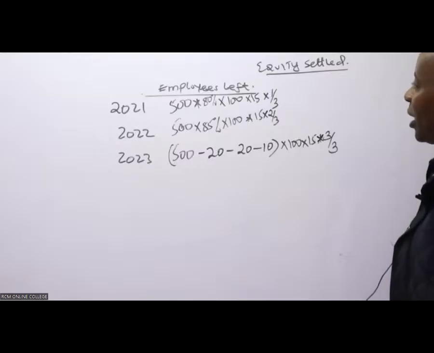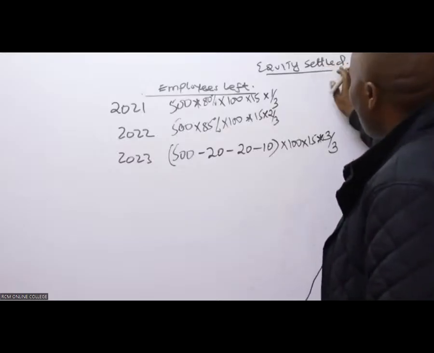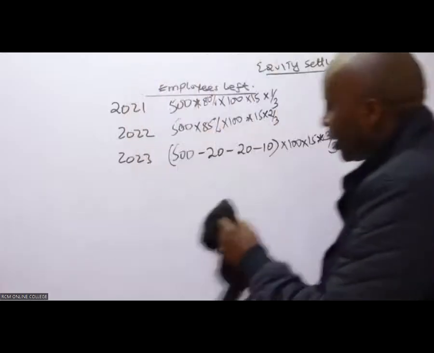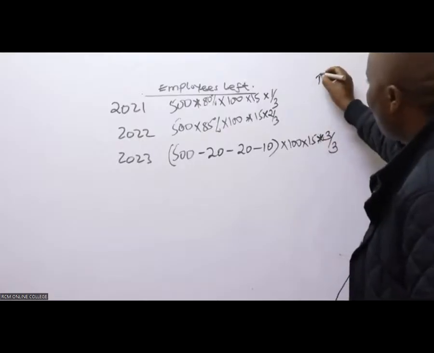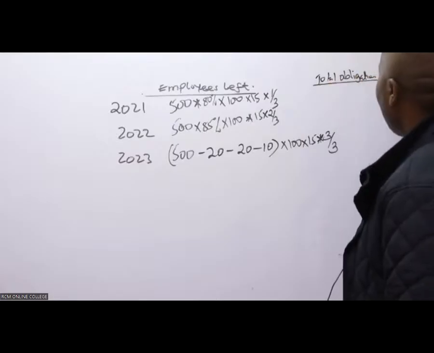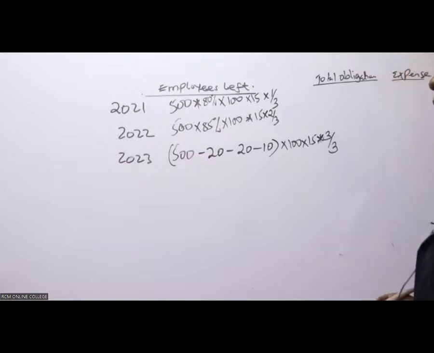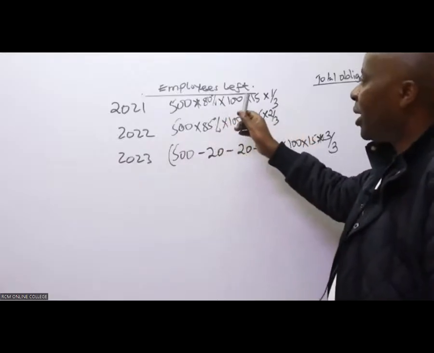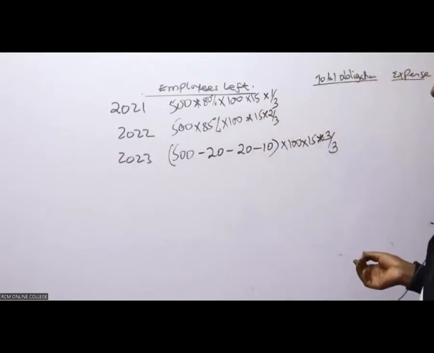So could you kindly give me this total obligation? Is there anybody who is able to give me the total obligation? And then you shall give me a column for expense. Total obligation: you take 500 times 0.8 times 100 times 15 times a third, or divided by 3.